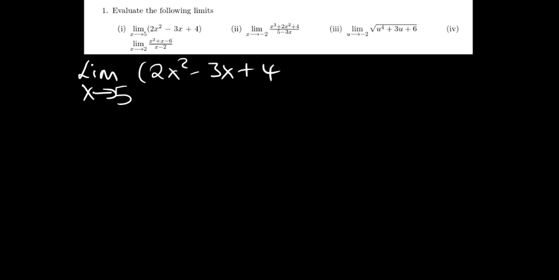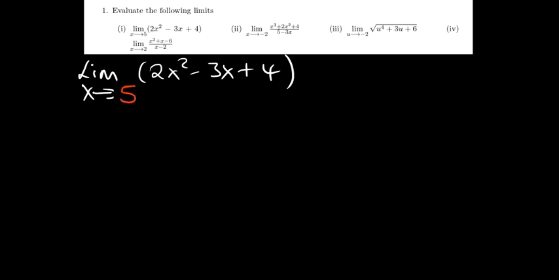Evaluate the following limits. For the very first one, how do we handle it? I believe at this point you already watched the video where I've explained the concepts under limits. If you've not, the link is in the description below. The limit as x approaches 5 of 2x squared minus 3x plus 4. Each time you're given a question to deal with a limit, just substitute the value you have.